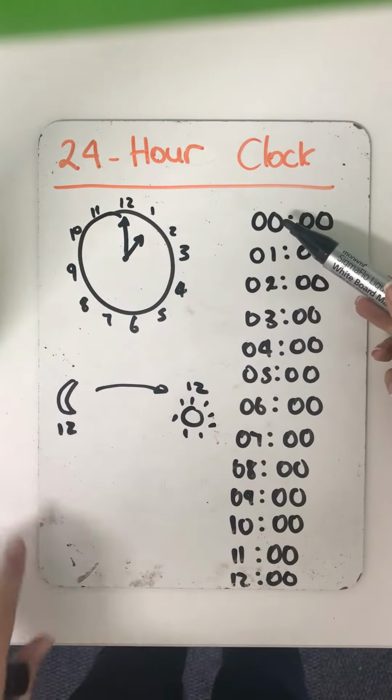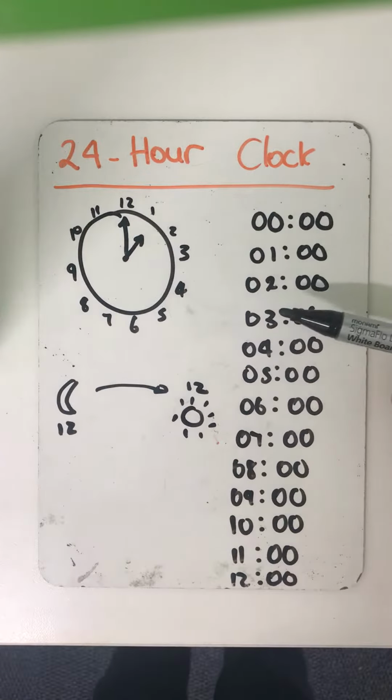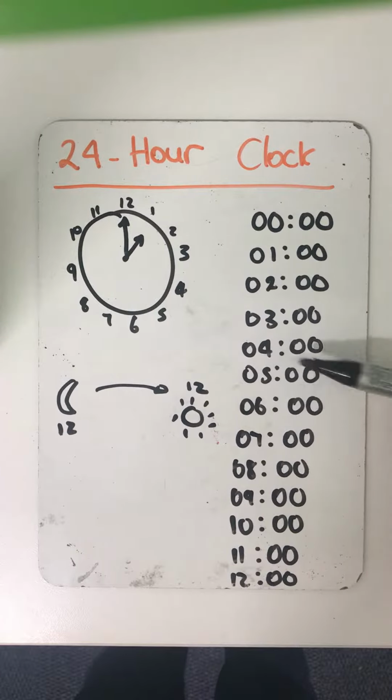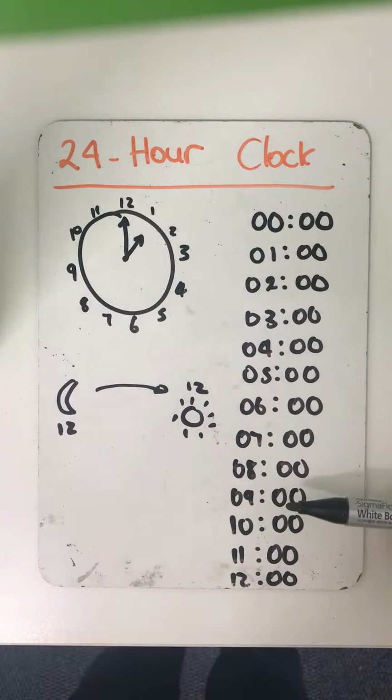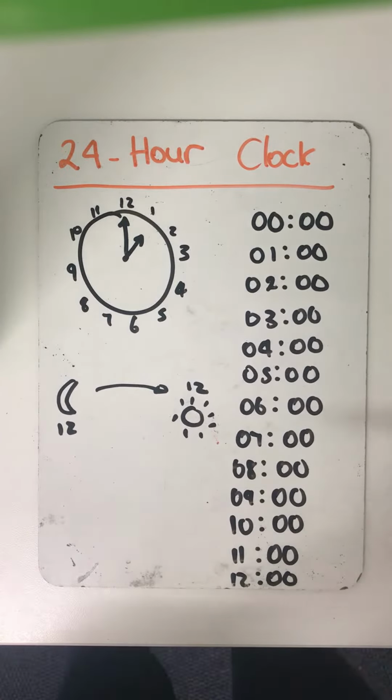We start with 00, that means it's 12 o'clock at night, then 1 o'clock in the morning, 2 o'clock in the morning, 3 o'clock, 4 o'clock, 5 o'clock, 6 o'clock. Around here is where we start waking up to go to school. 7 o'clock, 8 o'clock, 9 o'clock, 10 o'clock, 11 o'clock, 12 o'clock. That's where we have our lunch time on a minimum day.